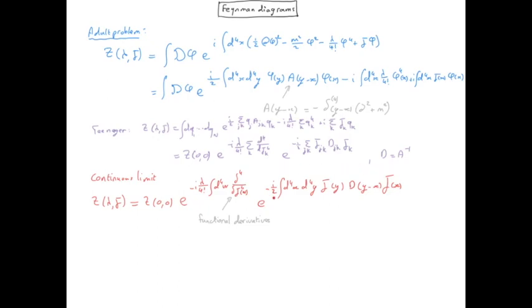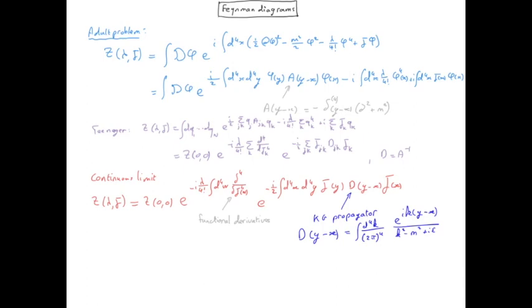The second exponential is simply obtained by solving the Gaussian path integral for free fields. Therefore, the propagator D is just the Klein-Gordon propagator we had in the case of free field theory.